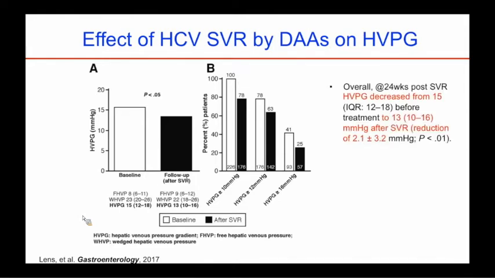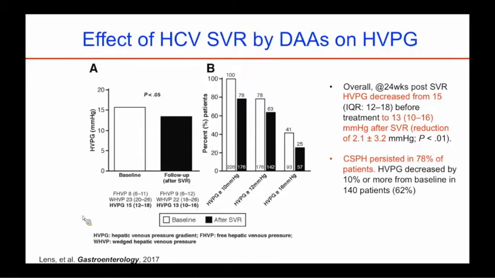So just to reiterate what's in panel A, over 24 weeks post SVR, HVPG decreased from 15 before treatment to 13, which the investigators feel is very significant. It persisted in 78% of patients. I showed you that in panel B. And HVPG response was less likely as the MELD worsened. So remember, MELD isn't always correlated directly with portal pressure.